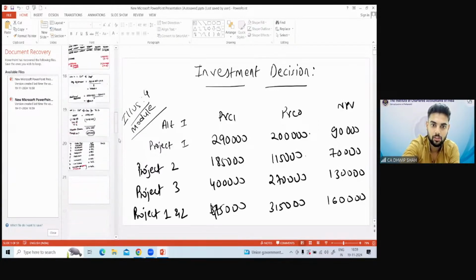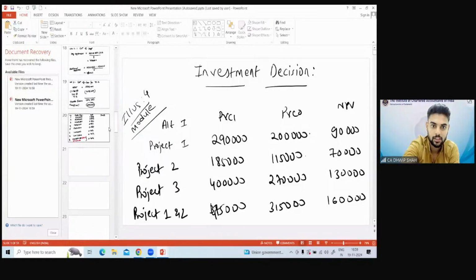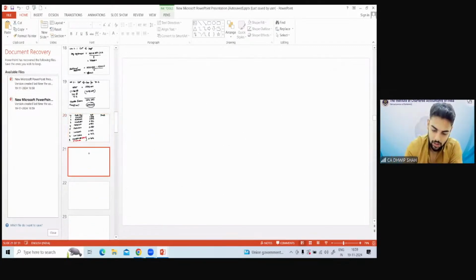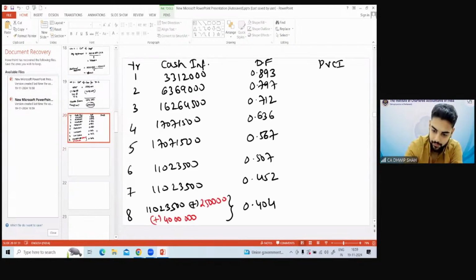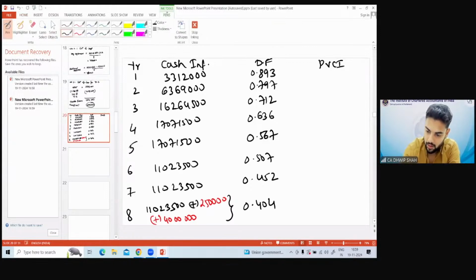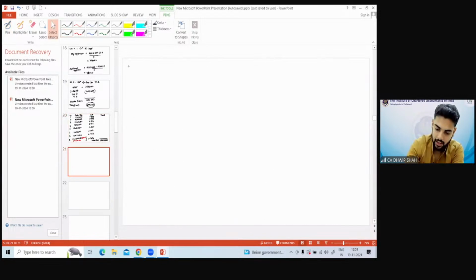I hope my table is not gone up. Oh no. Okay, I know the total PVCI was 568,93,079. And next working note. Now it is correct. 568,93,079.